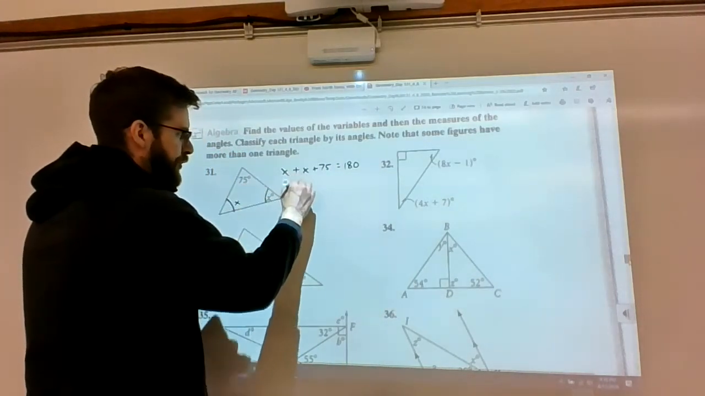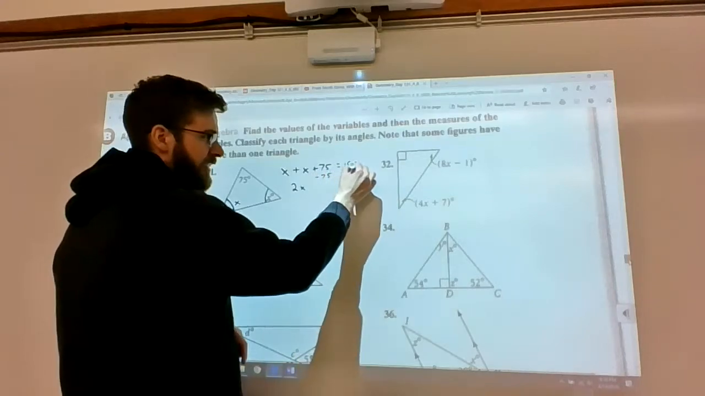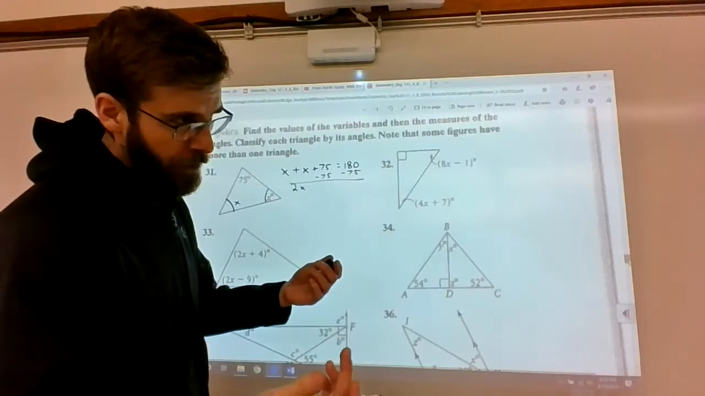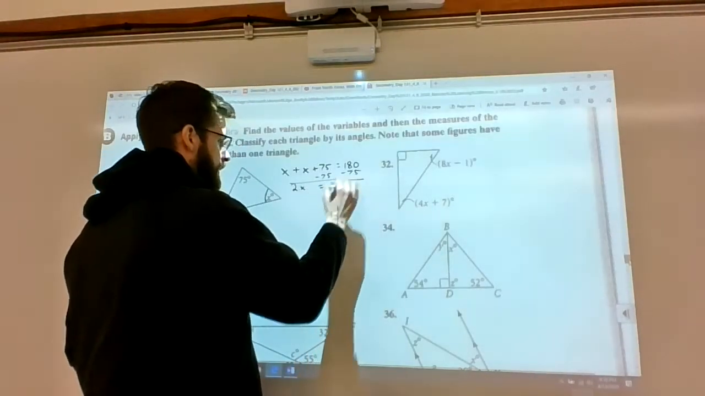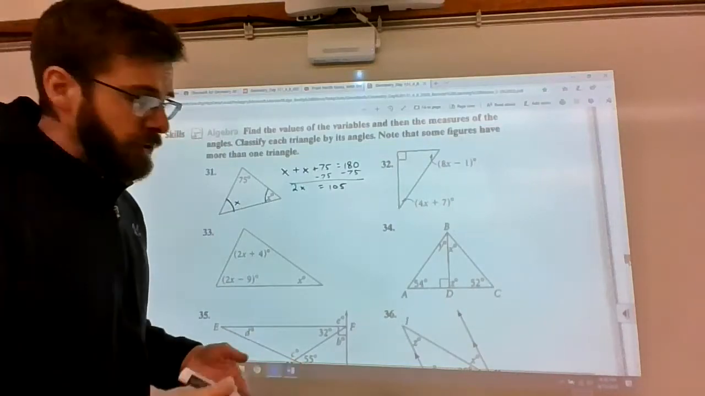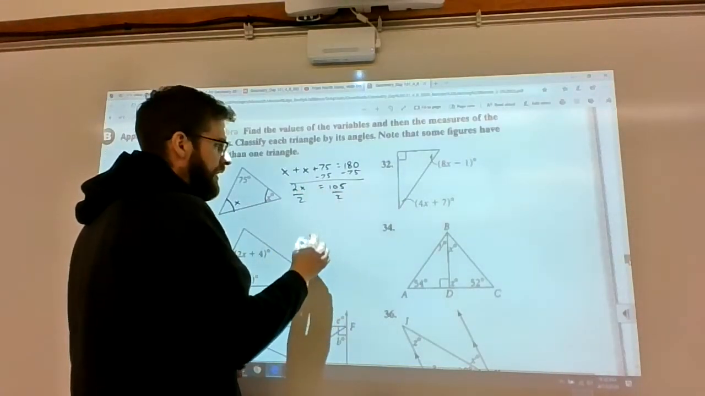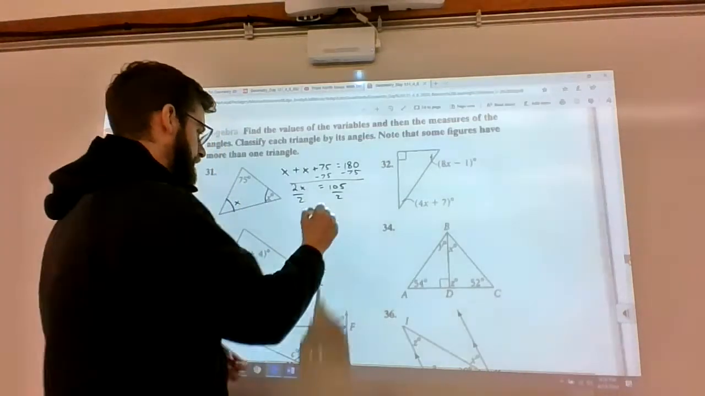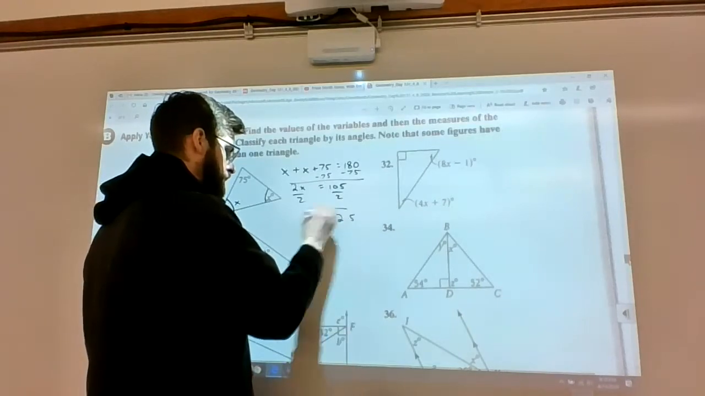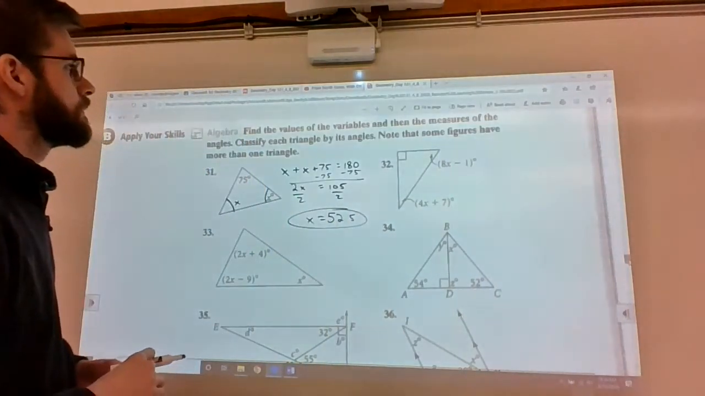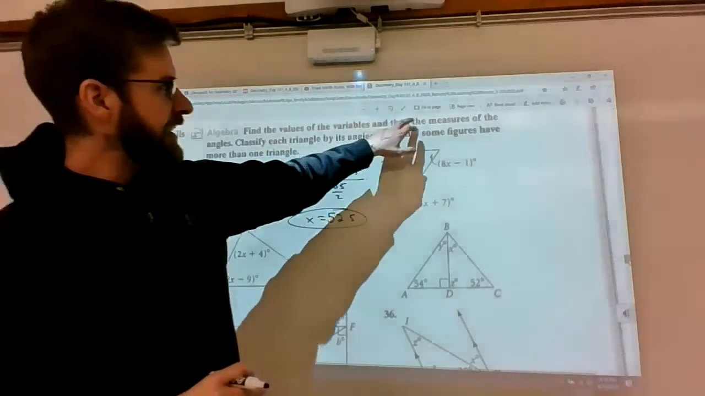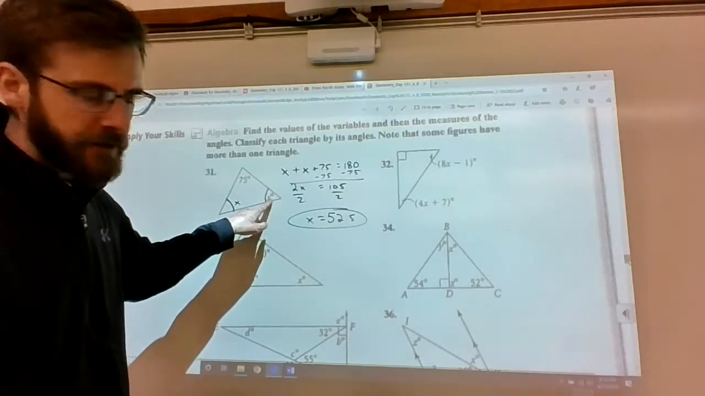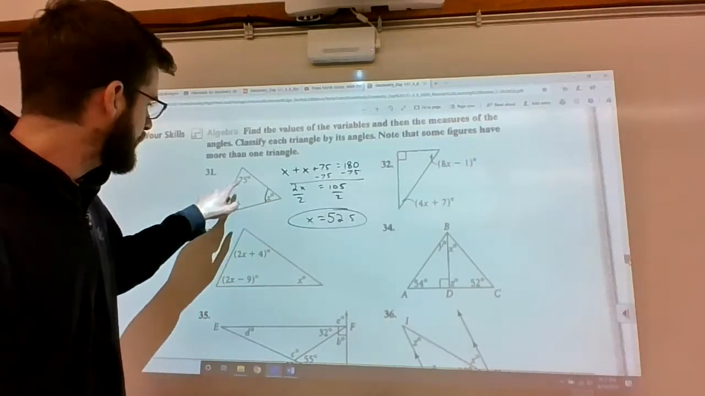So x plus x is 2x. I can also subtract 75 from both sides on that same step. 180 minus 75 is 105. To solve that equation, I divide by 2. So my answer is x is equal to 52 and a half. Now it also says find the measures of the angles. So that means that this is 52 and a half degrees because it was just x. This is also 52 and a half degrees, and we already know that that's 75.